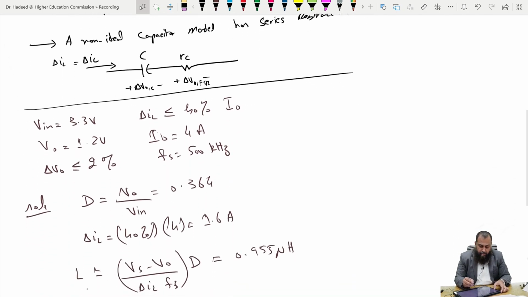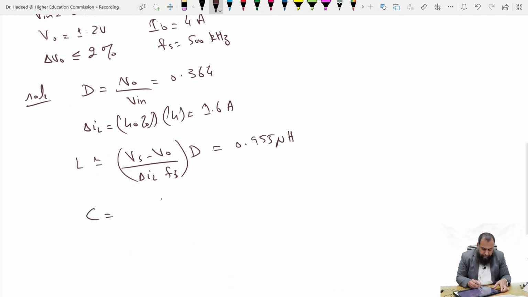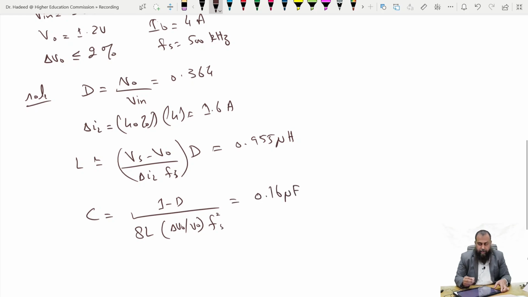So now that we have the value of the inductance available, we can simply substitute the values to find out the value of the capacitor C here. C is given as C equal to (1 minus D) divided by 8 L into (delta V naught over V naught) into Fs square, and this gives me a value of 0.16 microfarad. Now this value of 0.16 microfarad will suffice the purpose in all the simulations unless we add in the non-idealities in the system. But because we want to practically create a circuit of a buck converter, we will get something nearby, more than or near or equal to this particular rating, and that comes along with the data sheet.